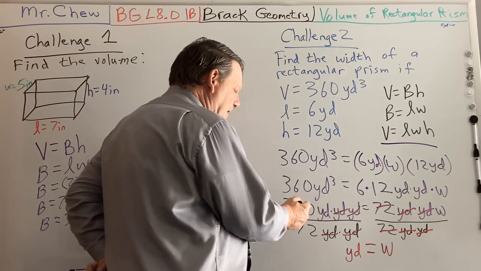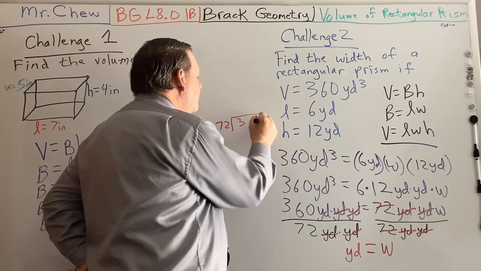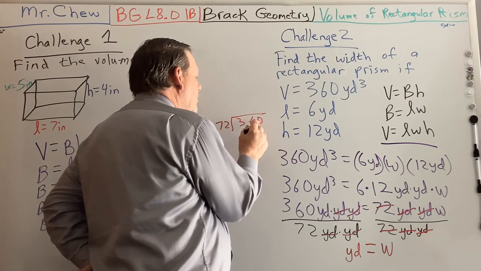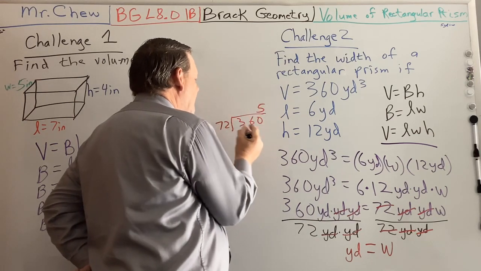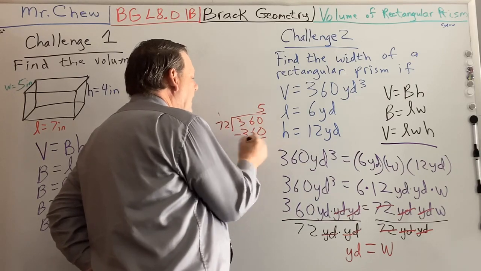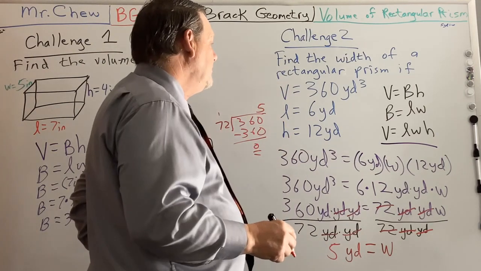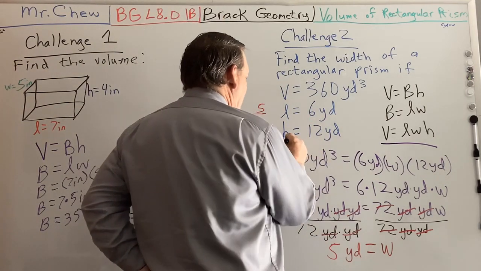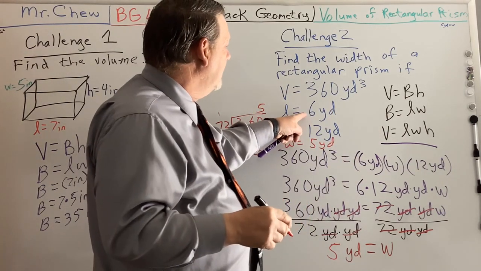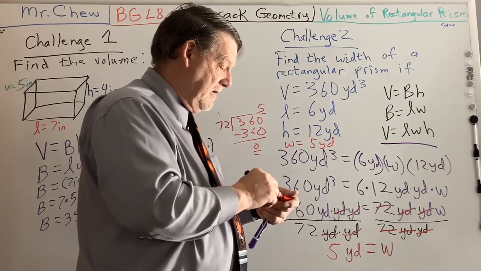And then I take 72 and divide it into 360. 72 will not go into 3 or 36, but it'll go into 360 5 times. 5 times 2 is 10, write 0, carry the 1. 5 times 7 is 35 plus 1 is 36. And that 0 means that it did come out to 5 yards. So I could say up here then that W equals 5 yards. And to check that, you would just take 6 times 12 times 5, and you will get 360.